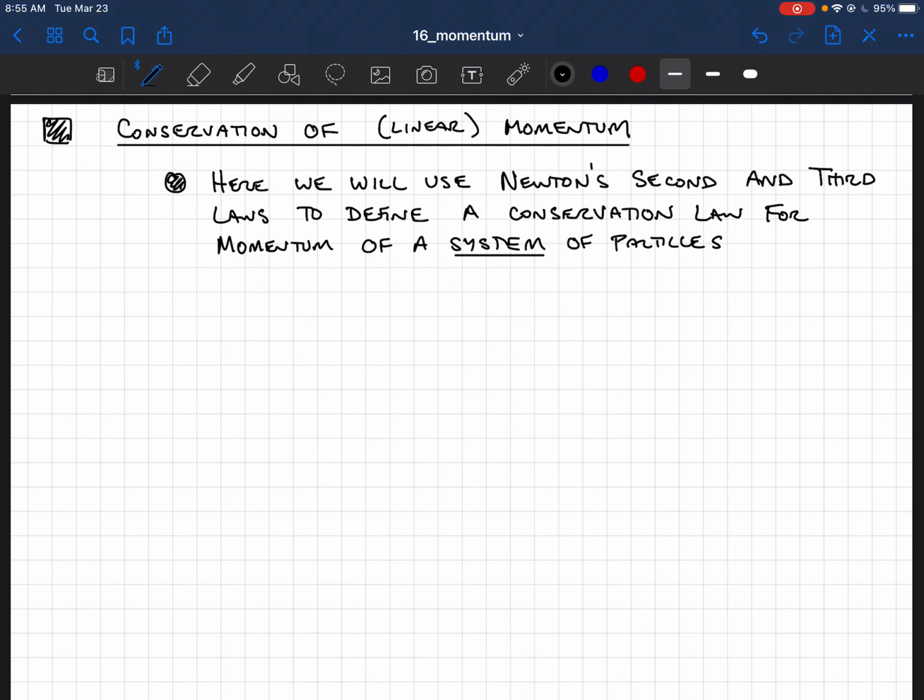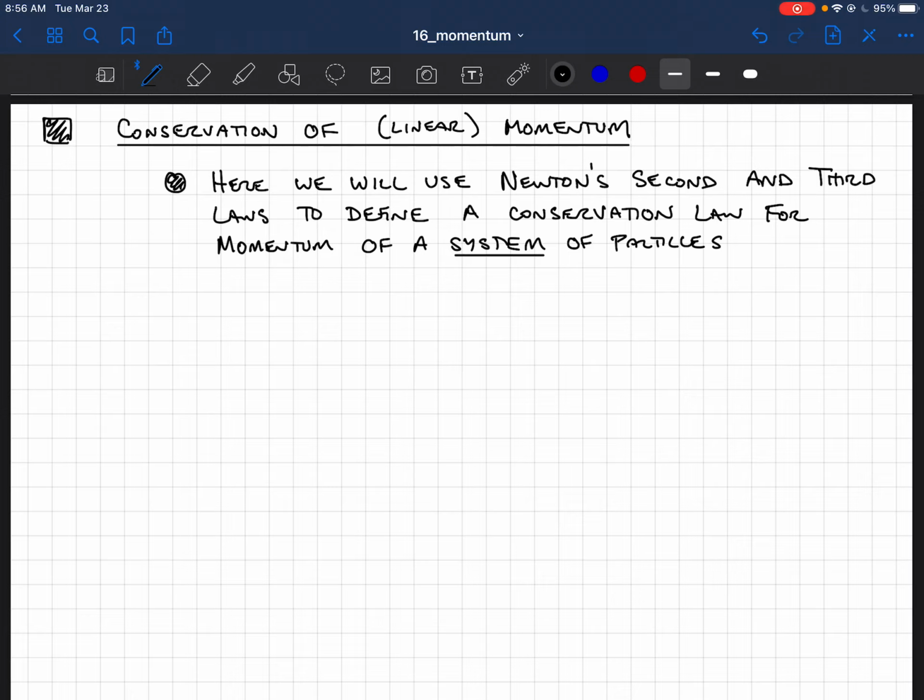So now let's derive this principle of conservation of momentum. And I won't ask you to do this, I just want to show you where it comes from, that it comes directly out of Newton's second and third law. And in that derivation, we also see when it can be applied, when we're allowed to use it.